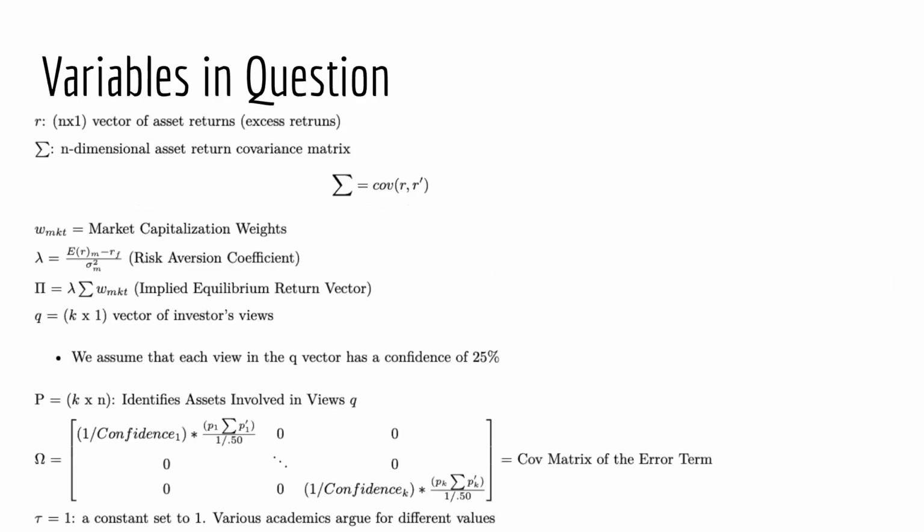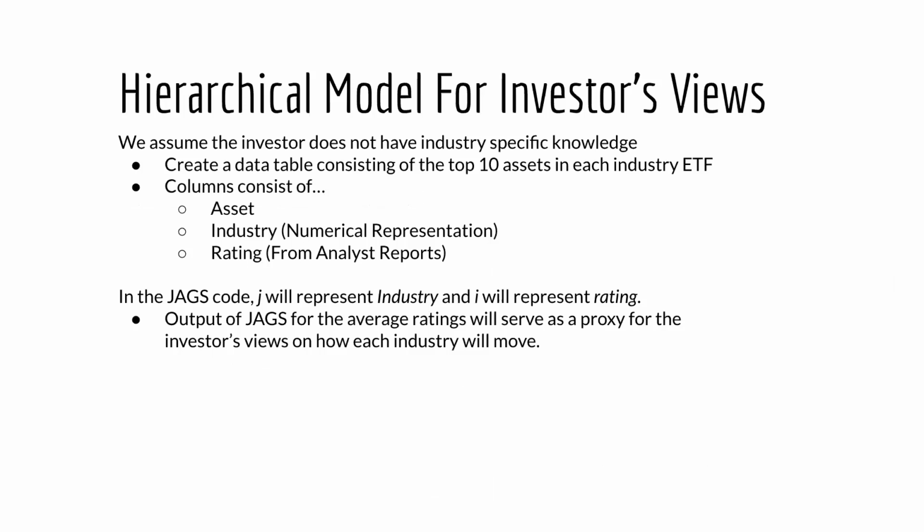These are the variables in question. And for the investor's view specifically, we'll be taking a hierarchical approach to it. We'll create a data table consisting of top 10 assets in each industry ETF, and the columns will consist of the asset's industry as a numerical representation, 7 in total. The ratings would be from the S&P Capital IQ consensus estimate reports, and the J in the JAX code will represent industry and I will represent the rating.